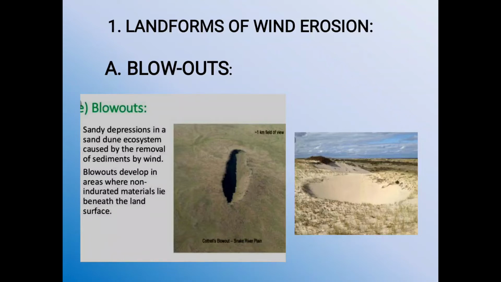Qattara Depression in Western Egypt is the deepest wind blowout or hollow in the world. Its depth is 132 meters below sea level. It lies on the limestone plateau surface. Kalahari Desert, Texas in USA, Great Victoria Desert, Western Australia, Mongolian Desert, and Turkestan Desert exhibit a number of blowouts. In the world, almost all arid and semi-arid regions bear such blowouts as a feature of wind erosion.